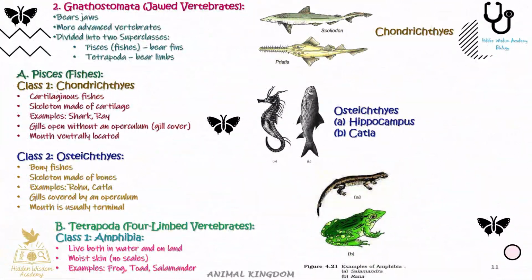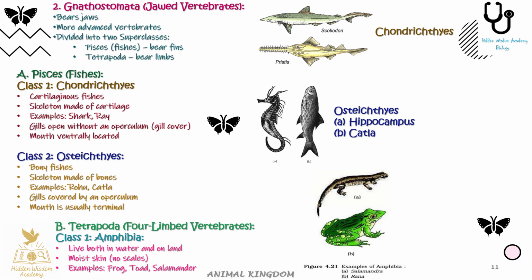The second and more advanced group is Gnathostomata, which includes all jawed vertebrates. Gnathostomes are further divided into two superclasses, Pisces, which are fishes and bear fins, and Tetrapoda, which are four-limbed vertebrates that bear limbs instead of fins. Under Pisces, the first class is Chondrichthyes, or cartilaginous fishes. These include examples like sharks and rays.